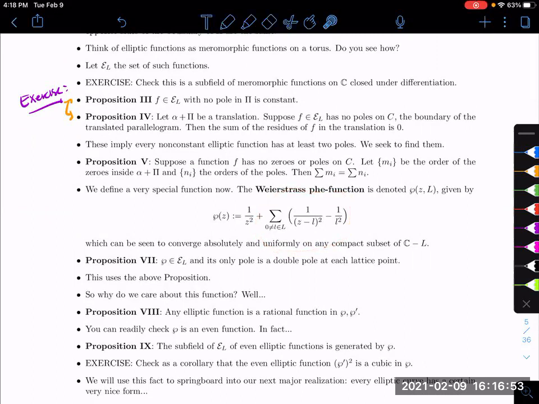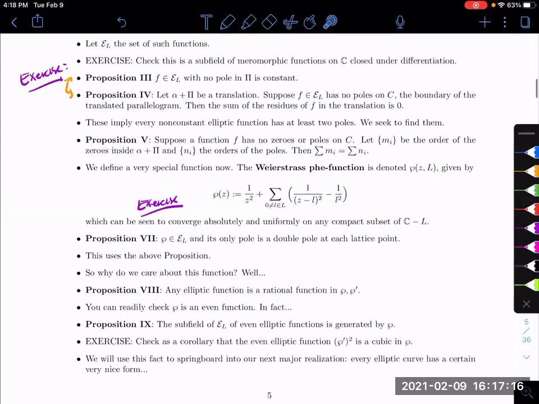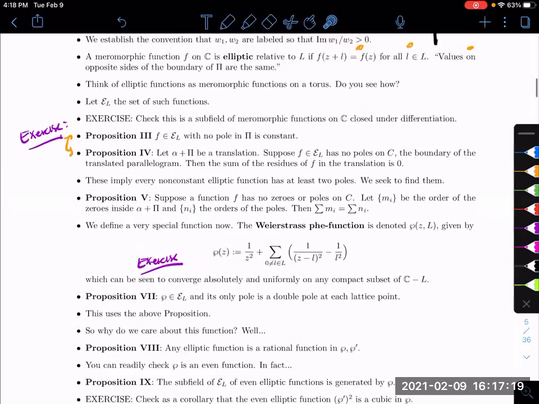You can check pretty easily, if you'd like, as an exercise. The first thing you have to worry about when you have a nasty sum like this is, does it actually converge? It converges absolutely and uniformly on any compact subset of C minus the lattice, which is exactly what we want. So it will end up being a nice meromorphic function for us. And is this one of these nice, simple two-pole elliptic functions? That's the next question we want to answer.